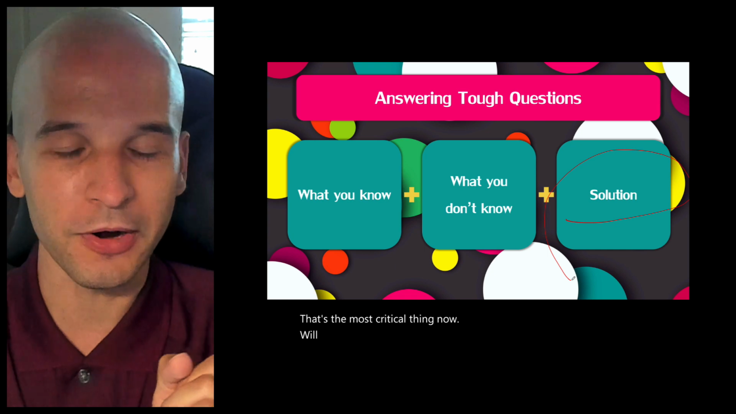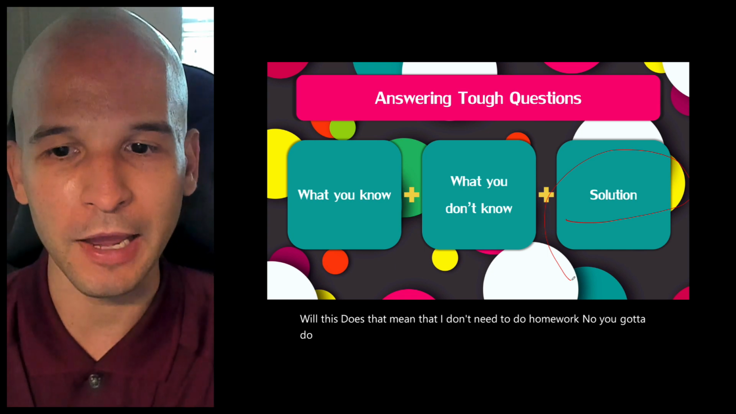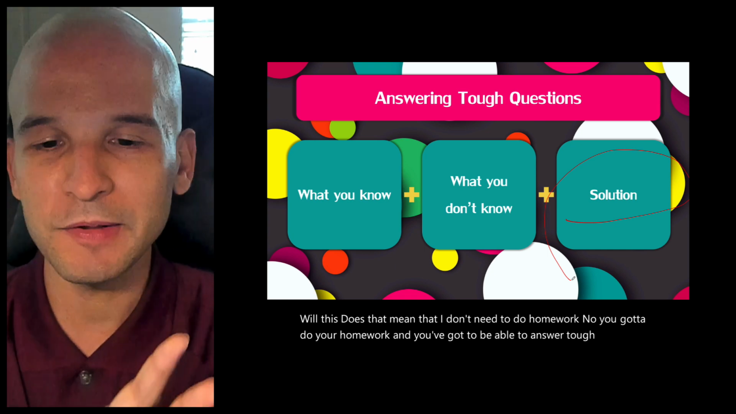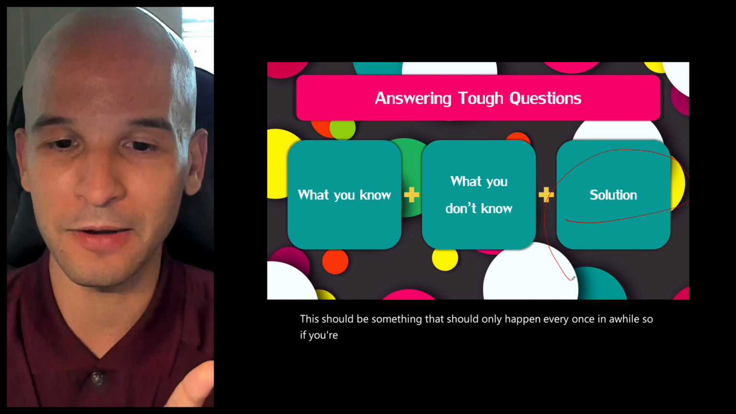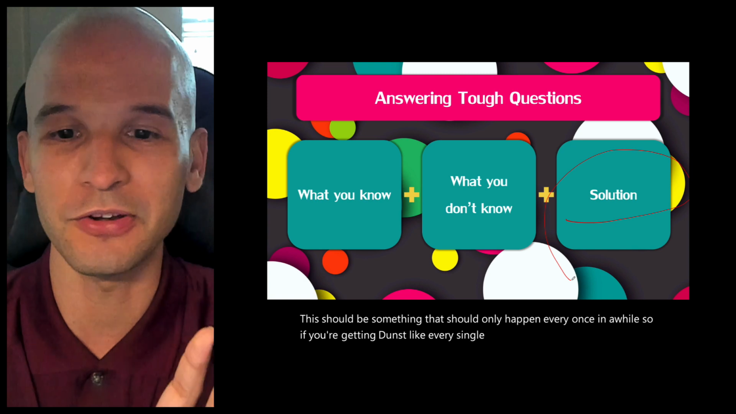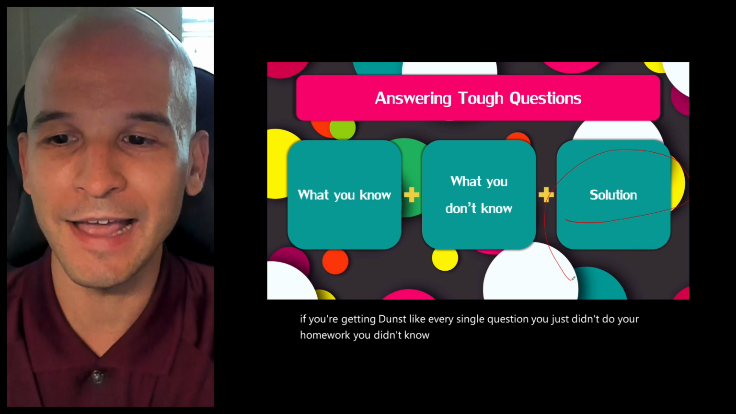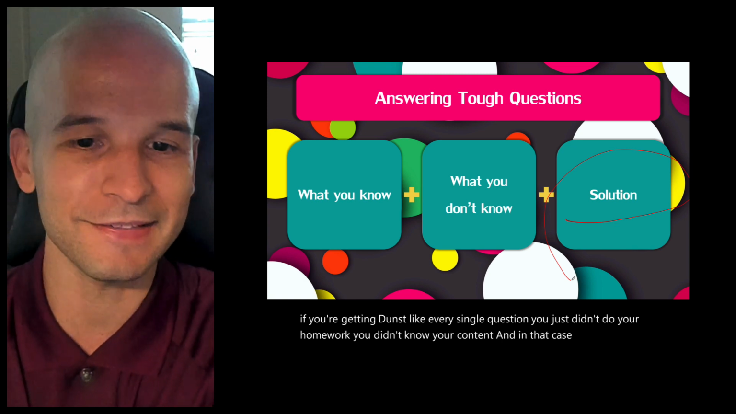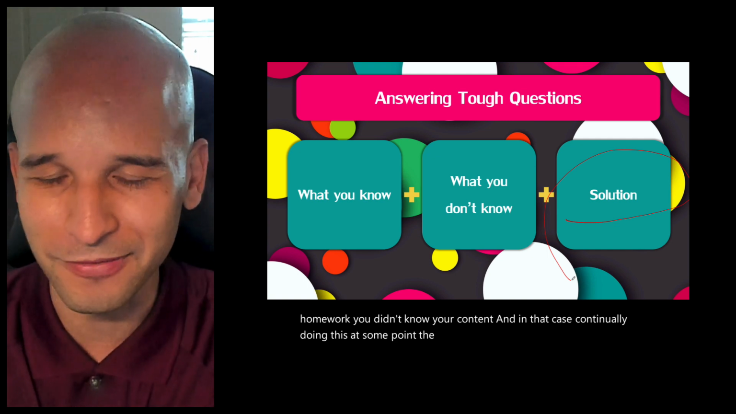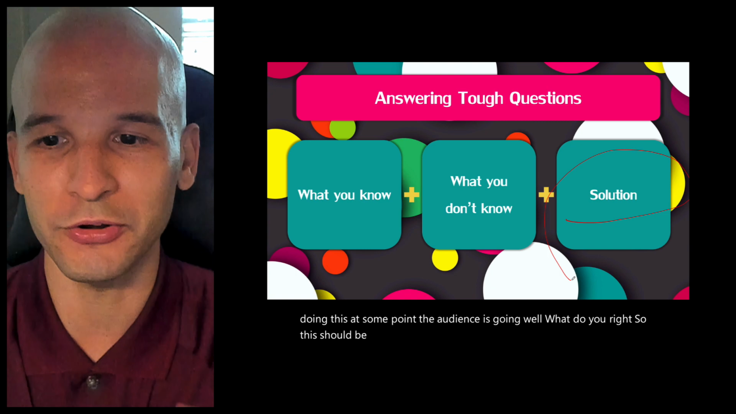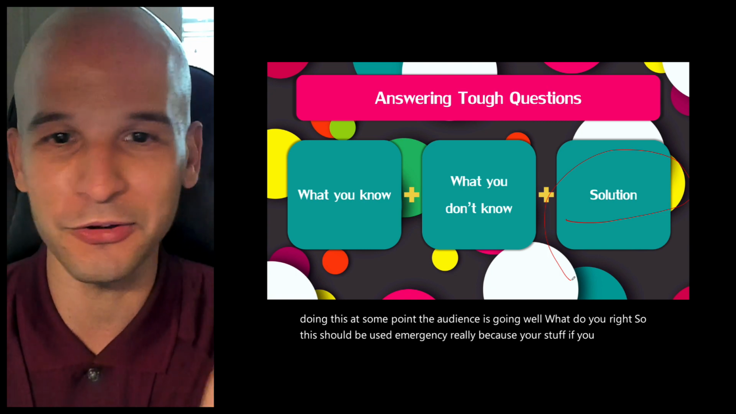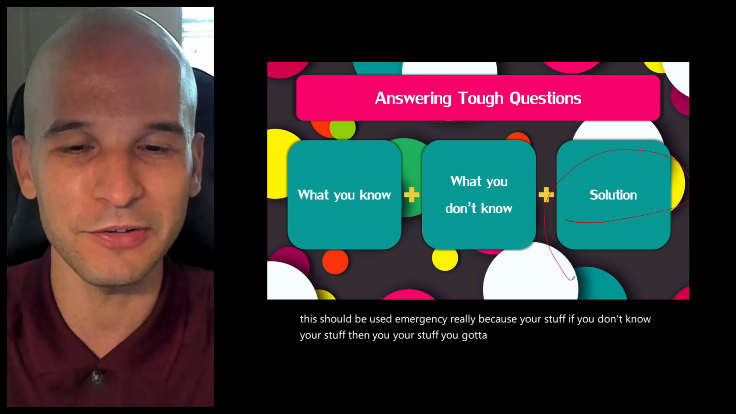Now, does that mean that I don't need to do homework? No, you got to do your homework and you got to be able to answer tough questions. This should be something that should only happen every once in a while. So if you're getting stumped on every single question, you just didn't do your homework, you didn't know your content. And in that case, continually doing this, at some point the audience is going to go, well, what do you know? Right? So this should be used emergently because you know your stuff. If you don't know your stuff, then you got to know your stuff. You got to learn your stuff and you have to make sure you study.